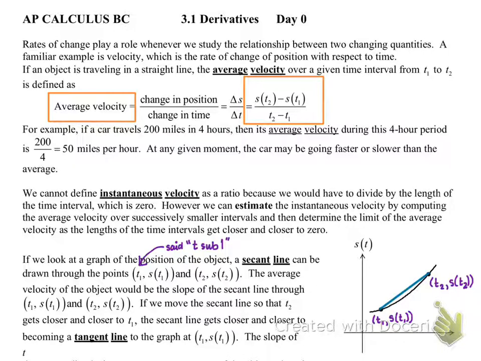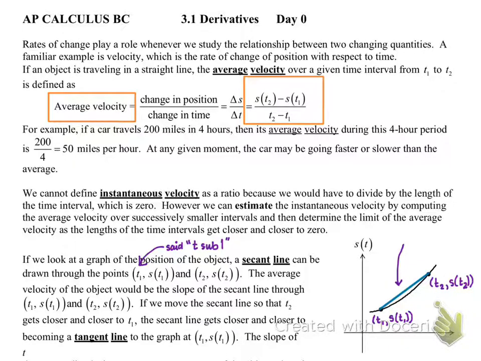In any case, so we are looking at the secant line, and the secant line is the line that I have drawn in here that from your perspective magically appeared. That secant line is drawn through the points t sub 1, s of t sub 1, and t sub 2, s of t sub 2, and the average velocity would be the slope of the secant line through those 2 points. If we move the secant line so that t sub 1 and t sub 2 are closer, then the secant line gets closer and closer to becoming the tangent line.